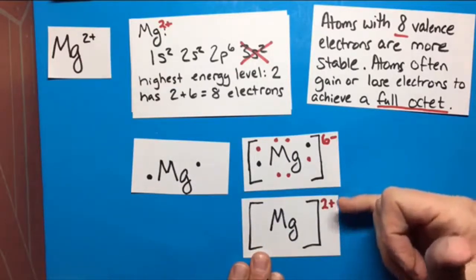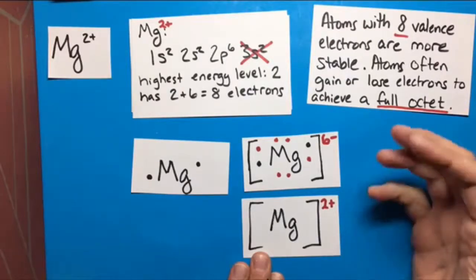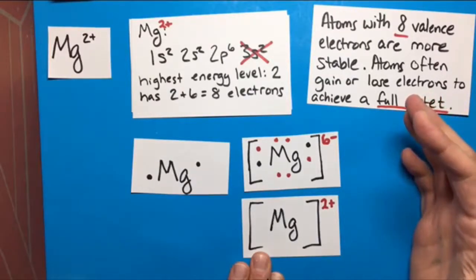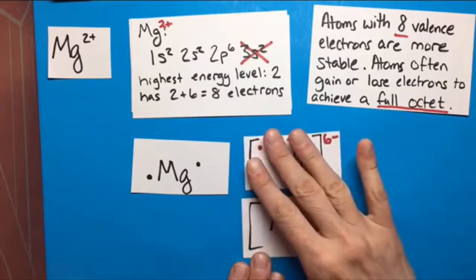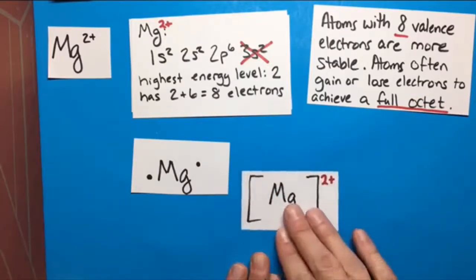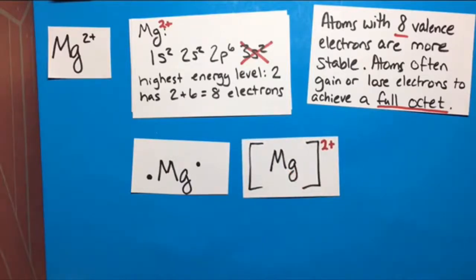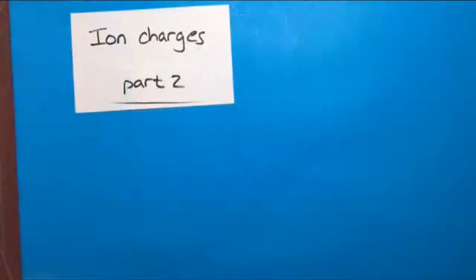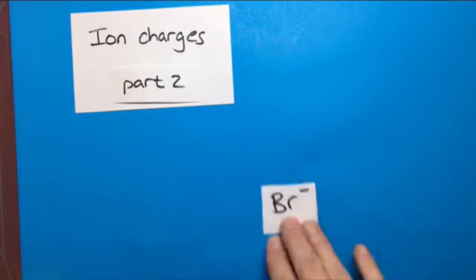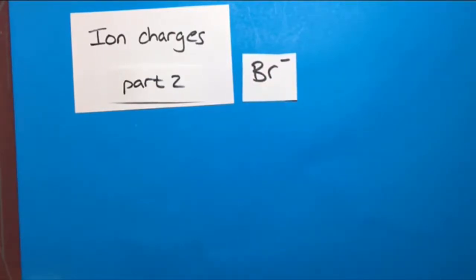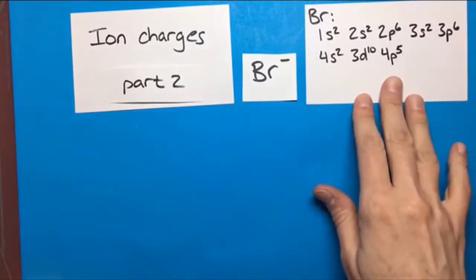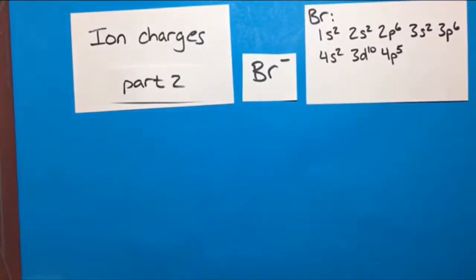So which one of these 2 things will happen? We always choose the path that requires the least energy, and moving 6 electrons takes more energy than just moving 2 electrons. So that's why magnesium forms ions with a charge of +2. Let's look at another example of why atoms form ions with the specific charges that they have. This time we're going to look at the example of bromine, which forms the bromide ion that has a charge of -1. And again, we have to look at the electron configuration for bromine to figure out why it forms ions with this charge.